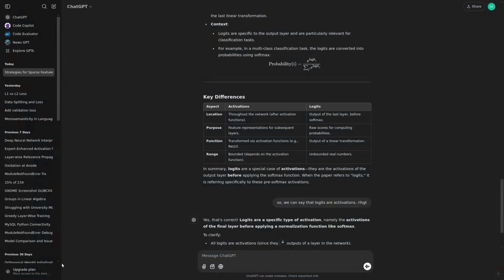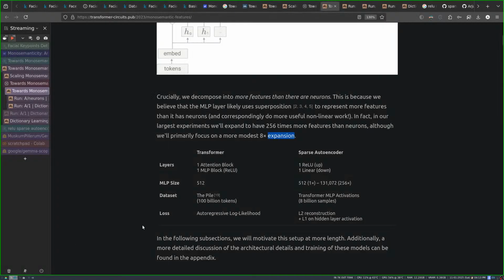Layers. One attention block, one MLP block with MLP size 512. First atom card one value, one linear.